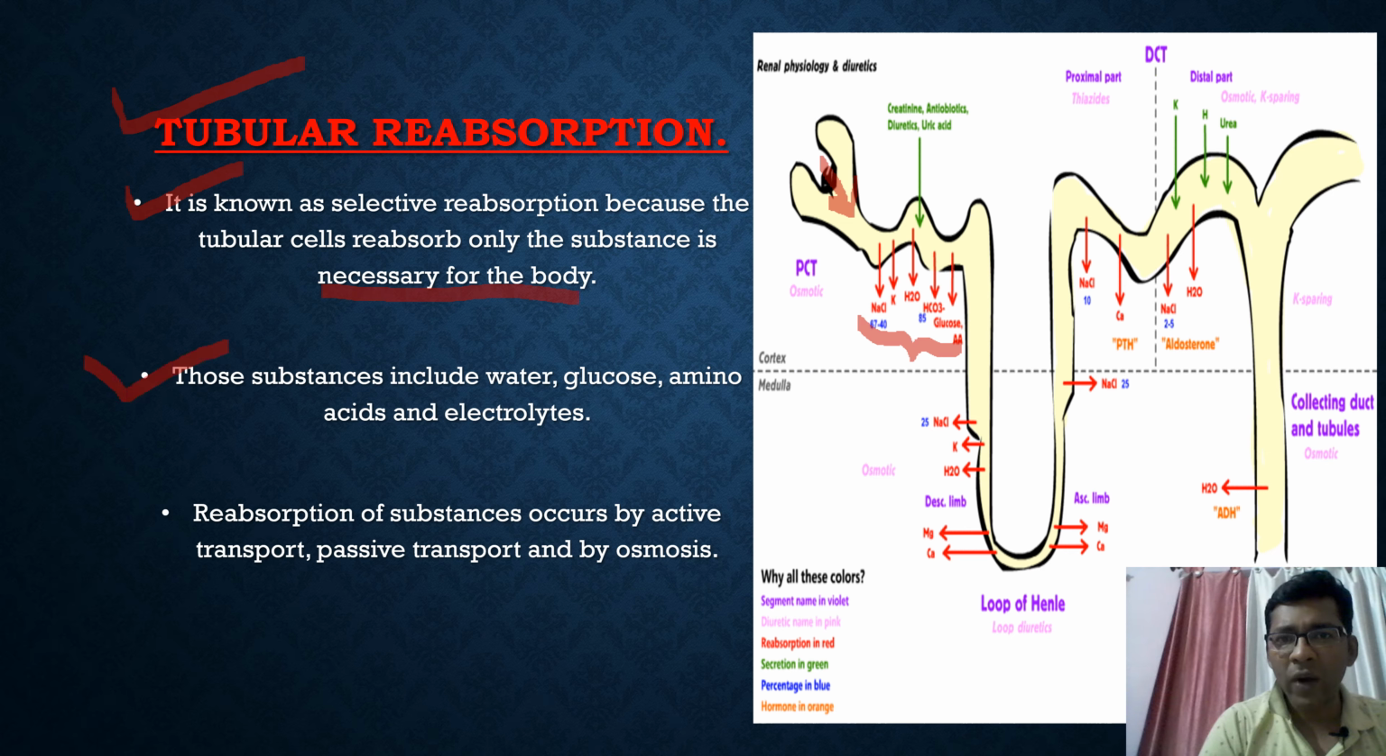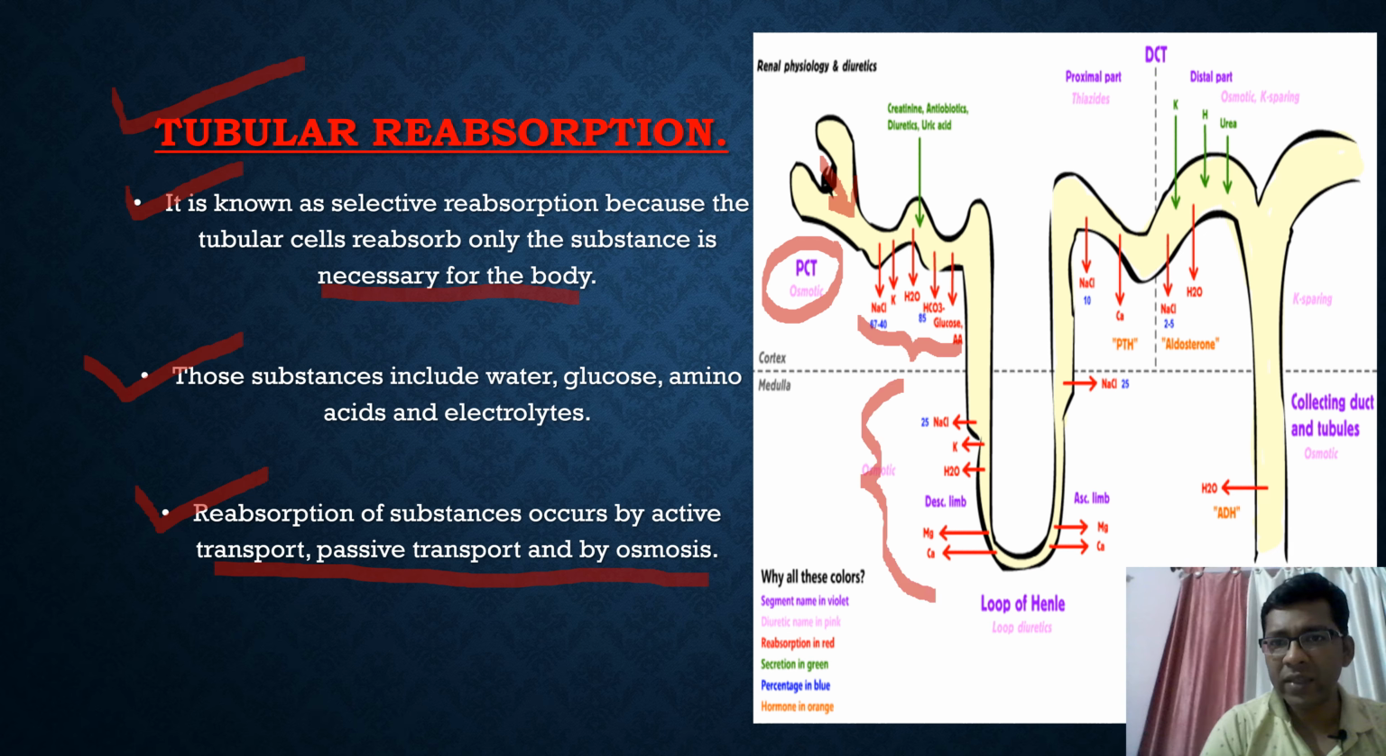These substances include water, glucose, amino acids and electrolytes. Reabsorption of substances occurs by three processes, that is active transport, passive transport and osmosis. So this first part is the PCT. We can see which substances are getting reabsorbed here, like sodium, potassium, water, bicarbonate. This part is the loop of Henle. We can see which substances are getting reabsorbed here: sodium, water, calcium. And this part is the DCT. Here also some substances get reabsorbed.